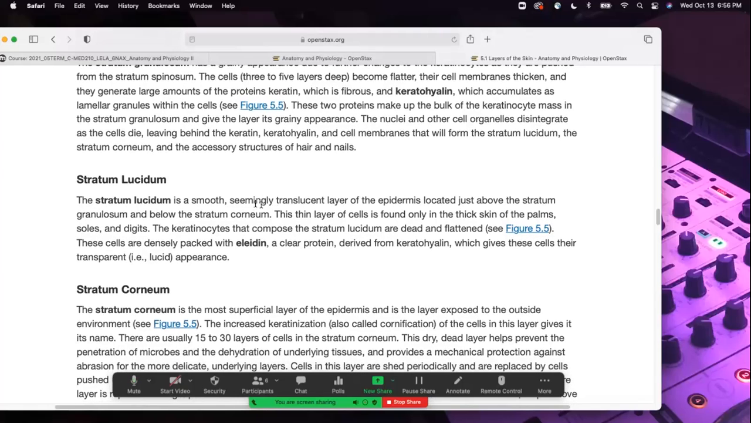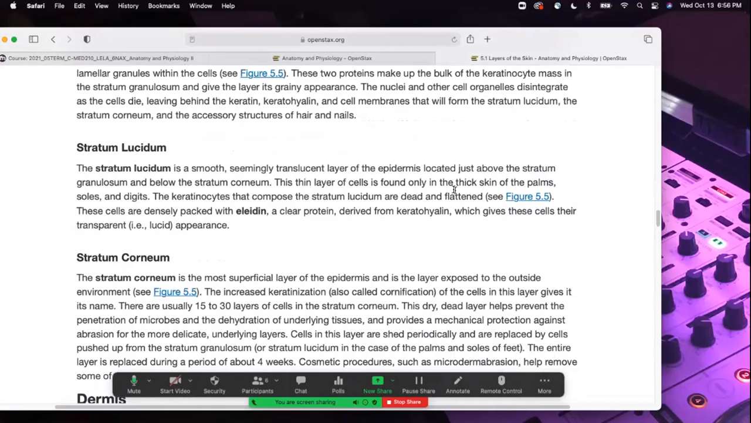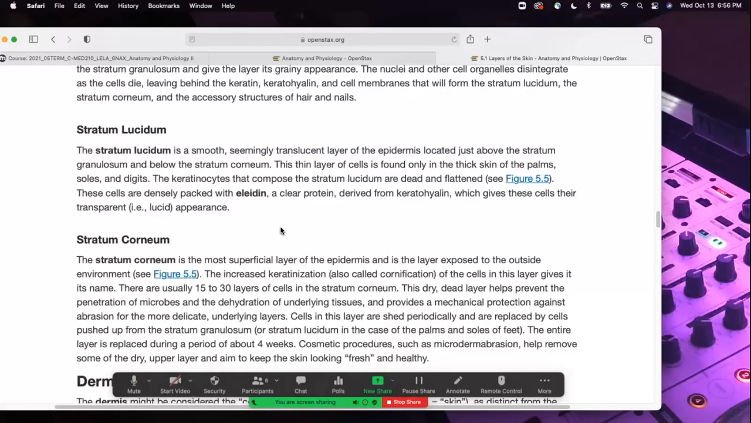Stratum lucidum is the lucid or translucent layer. It is this extra clear layer that is only found on thick skin. That's a lovely question, isn't it? So on your palms and your soles and on your digits, which are your phalanges, your fingertips. So the stratum lucidum is only found in thick skin.